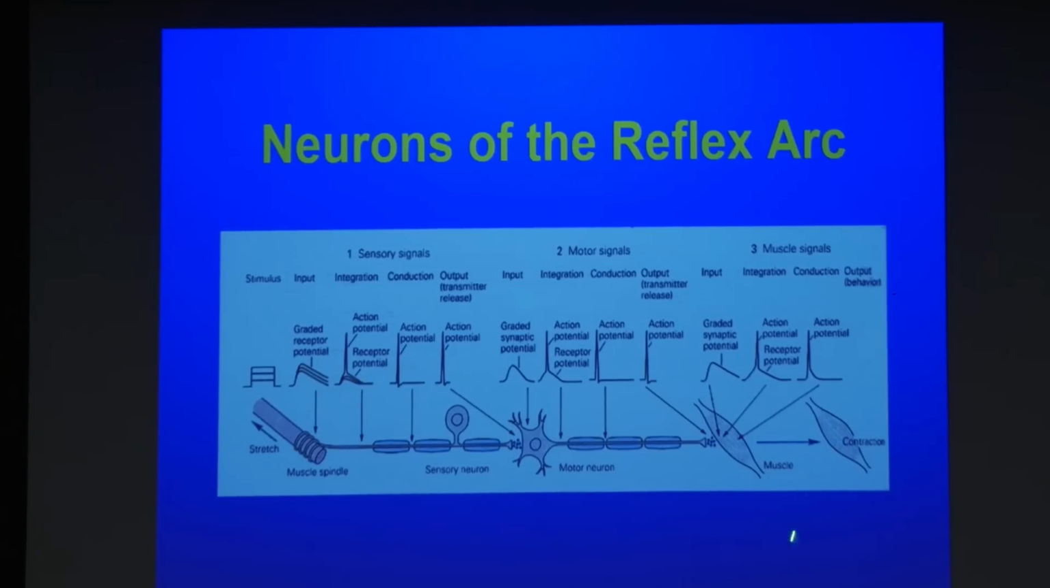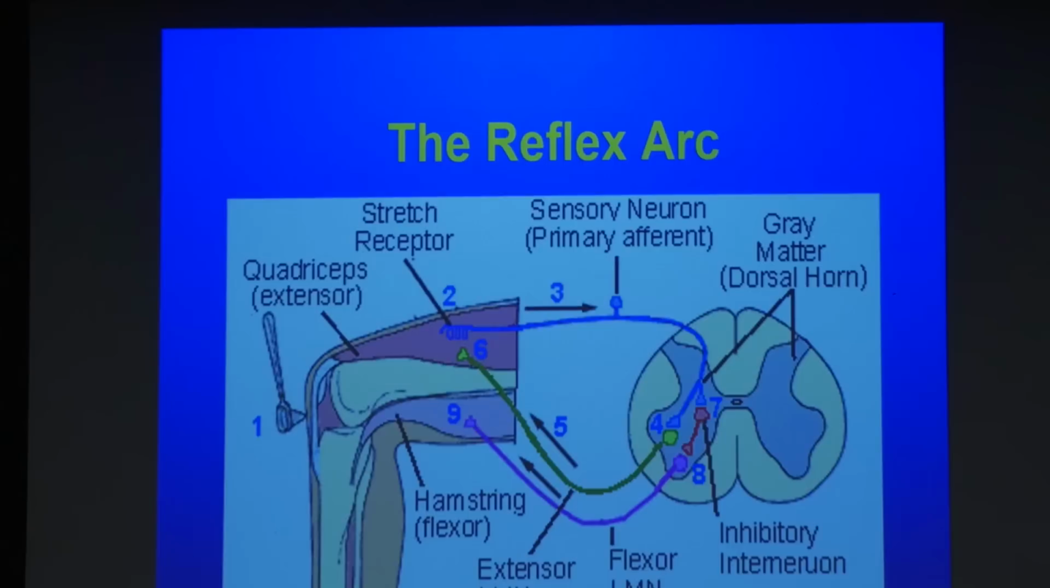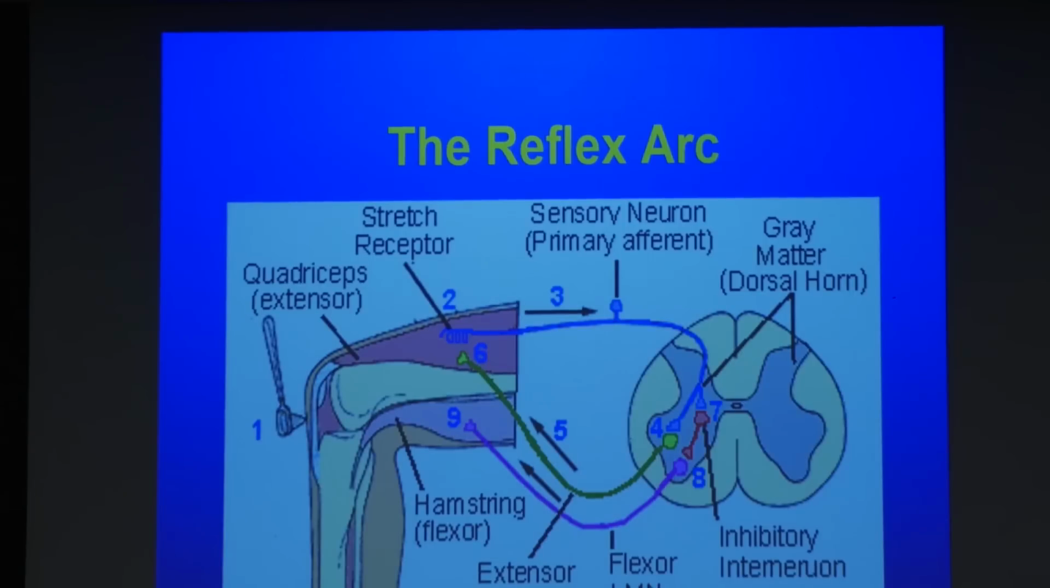That's the physiological circuit. The anatomical circuit that I drew on the board is shown in a much prettier fashion here in this figure. But again, if you follow the pathway, here in blue is the input region of the primary sensory afferent.